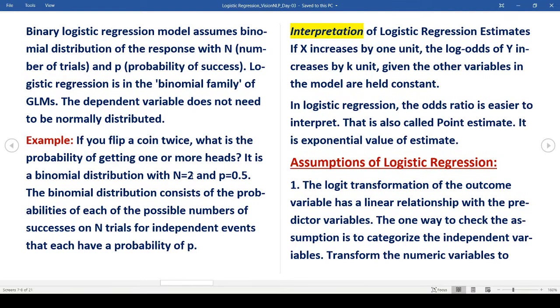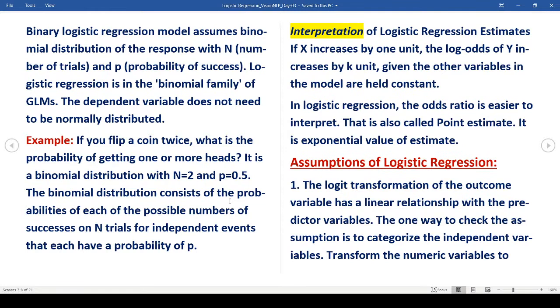So n equals 2, because it can come up as a head or a tail, or maybe two heads or two tails. And what is the probability? So 1 by 2, that is 0.5, right? The binomial distribution consists of the probability of each of the possible numbers of successes on n trials for independent events that each have a probability of p. So this is the general intuition behind how the binomial distribution works.